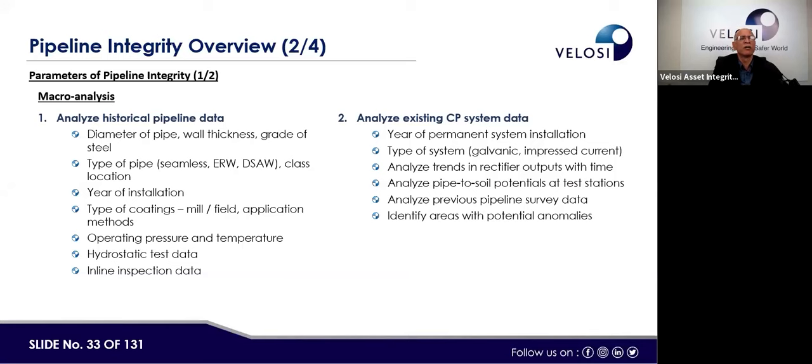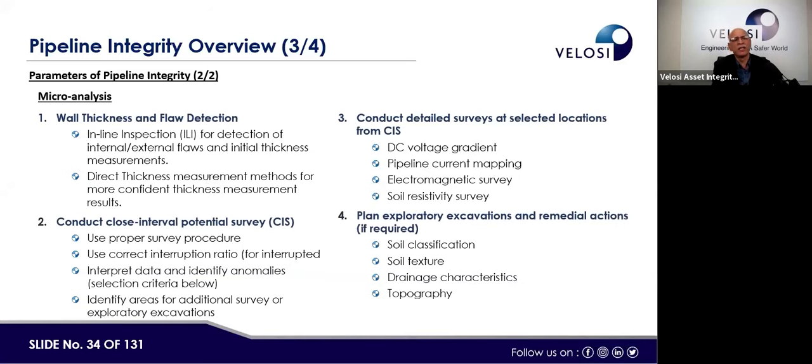But then next is the micro level. Under micro, for example, there is the wall thickness, and then there could be various surveys. When we say wall thickness detection, it means ILI inspections, direct bell hole inspections, and there could also be other techniques like CIPS, DCVG survey, and then there are other surveys like soil classification, soil texture checking, drainage characteristics, topographic surveys. So there is various information and various kinds of data which could be required to be analyzed, which is normally called micro analysis of the pipeline.